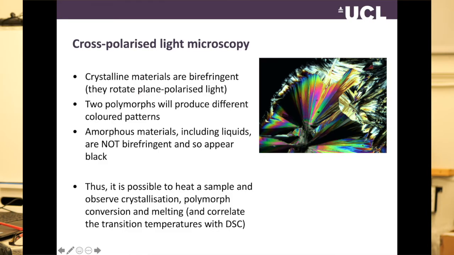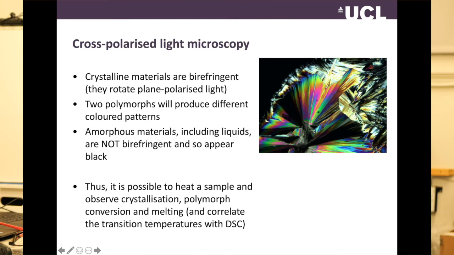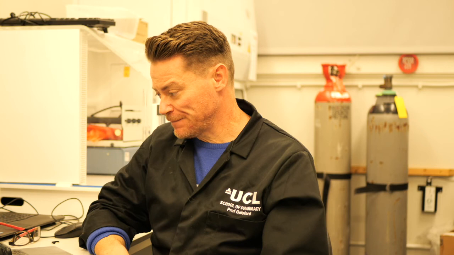Even better, crystalline materials tend to, because they have a mixture of different crystal sizes and shapes, for instance if it's a powder, they tend to produce a multicoloured pattern. It's called birefringence. So when you look at a crystalline material through cross-polarised filters, you often see a rainbow colour of effects as shown on the image on the screen. Whereas if you have an amorphous material, because there's no repeating pattern, the light is essentially scattered in all directions and so can't pass through this top filter, and therefore an amorphous material appears black.